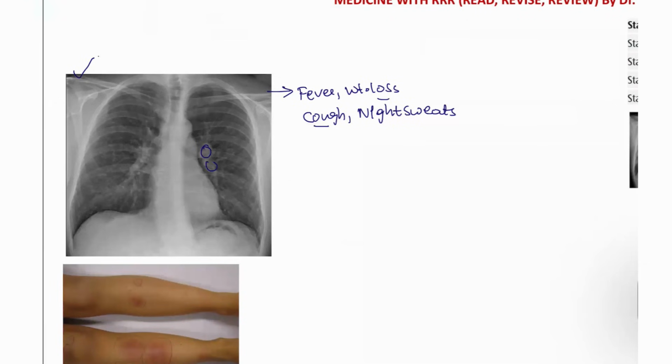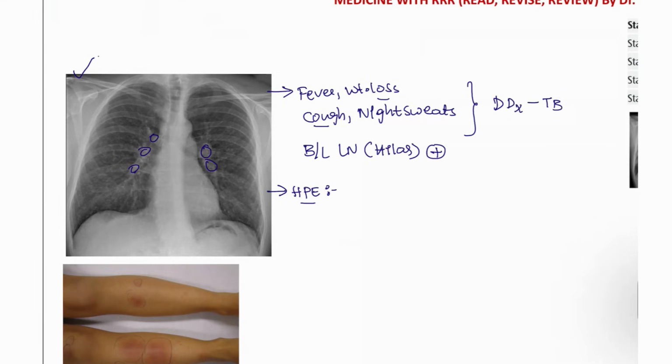Now here you can see this is adenopathy. So you are going to see bilateral lymphadenopathy in the hilar region. By this time you have the differential diagnosis of TB. But the histopathology turned out to be non-caseous necrosis. TB will show caseous necrosis, right? So this condition is commonly associated with sarcoidosis.